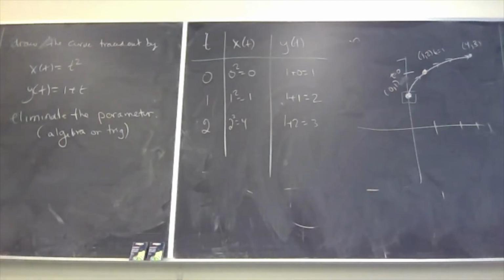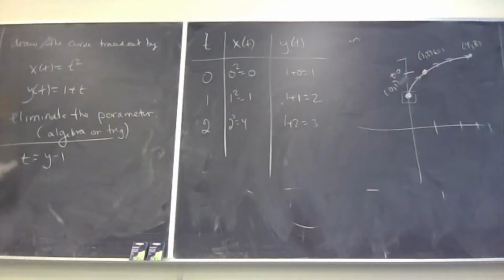Okay, so in this particular case, we're not going to use trig because there's no trig. We use algebra. And when you're using algebra, you can set up substitutions. You have a relationship between x and t, and you have a relationship between y and t. So you can just do substitution. The easiest substitution to see here is that if y is equal to 1 plus t, then t is equal to y minus 1. Right? I just solved this equation for t.